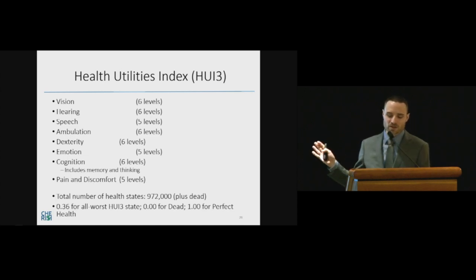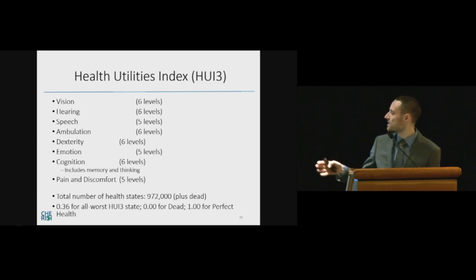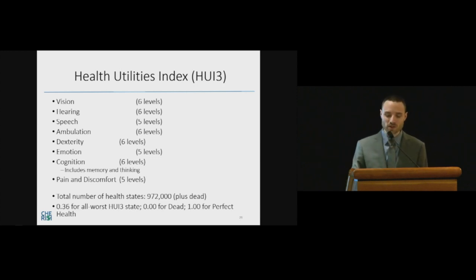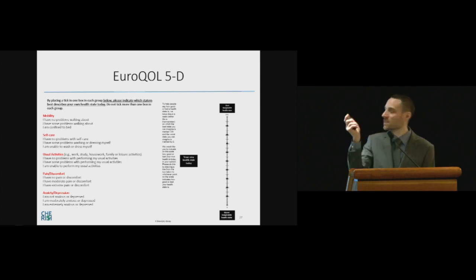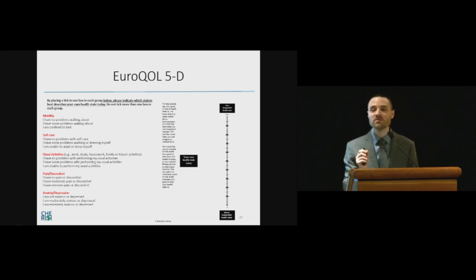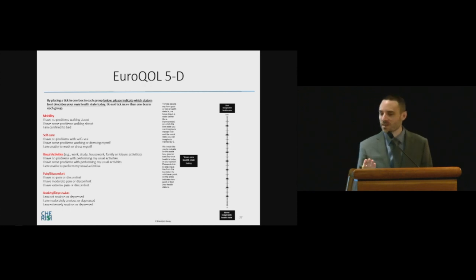But in this case, this has 972,000 total health states plus dead. And this one's a 0 for dead, 1 for perfect. Like I said, in some cases there are instruments like the EQ5D that can actually value health states that are worse than death, or perceived to be worse than death. All right, so how many of you believe there are health states worse than death? Yeah, me too. So the EQ5D can actually pick that up. You don't see it very often, but that is possible.